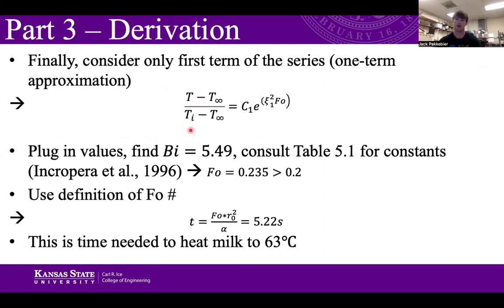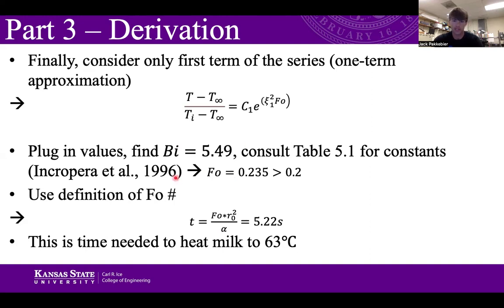But before we can finally solve, we have to consider that we'll use only the first term of the series. So this will be the one-term approximation. And we'll retroactively see if this assumption is appropriate when we calculate the Fourier number.